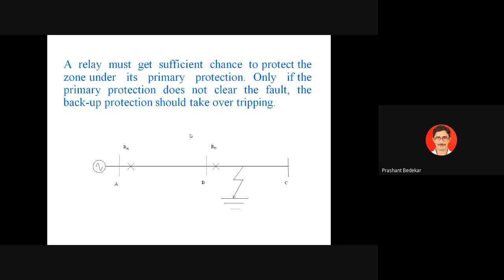But the fault is sensed by both. Fault is sensed by both. So just wait and watch for some time by relay RA. That is done with the help of proper coordination between relay RA and RB, and that is why the name is given as relay coordination.